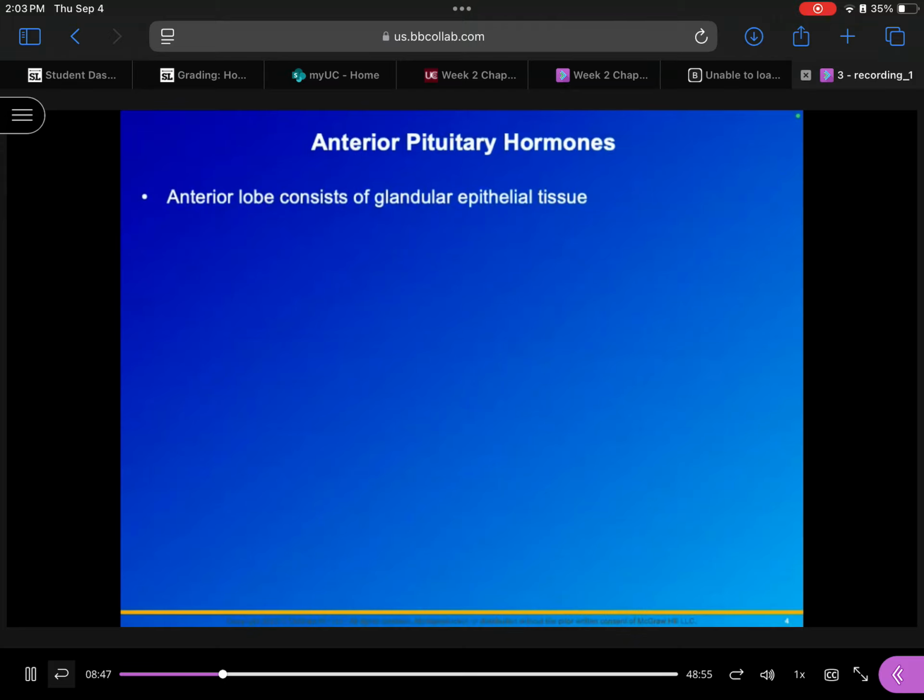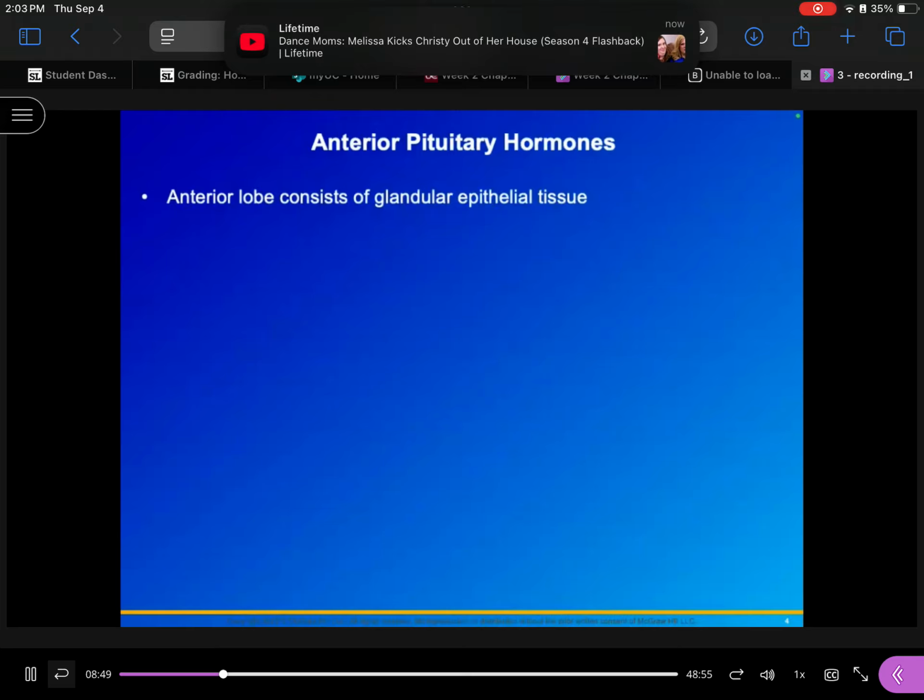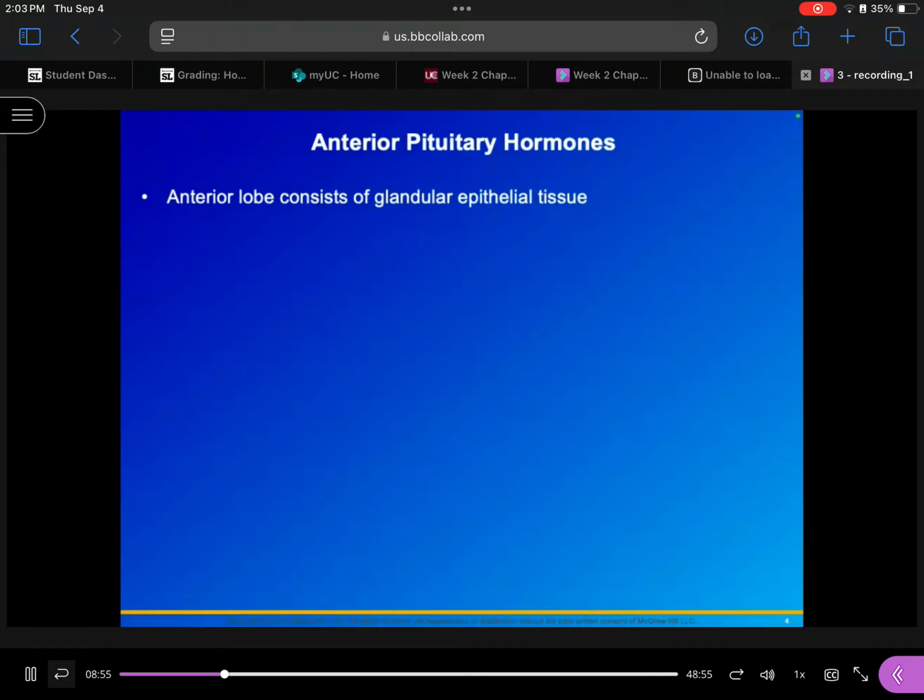Just to kind of bring us back together, we started talking about the anterior pituitary hormones when we were together last. And what is the anterior pituitary made out of? What type of tissue? Epithelial glandular tissue, right? Because we are going to be releasing hormones from it. Whereas the posterior pituitary gland is going to be made out of neuroglia and basically nervous tissue.